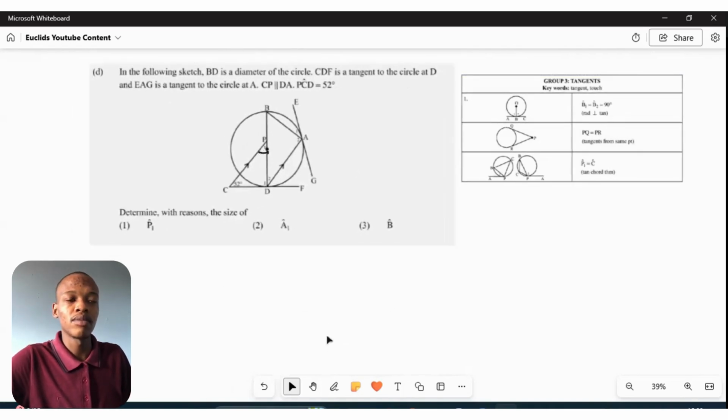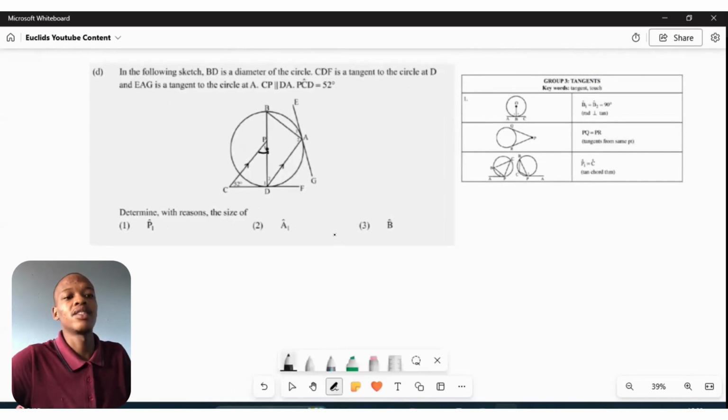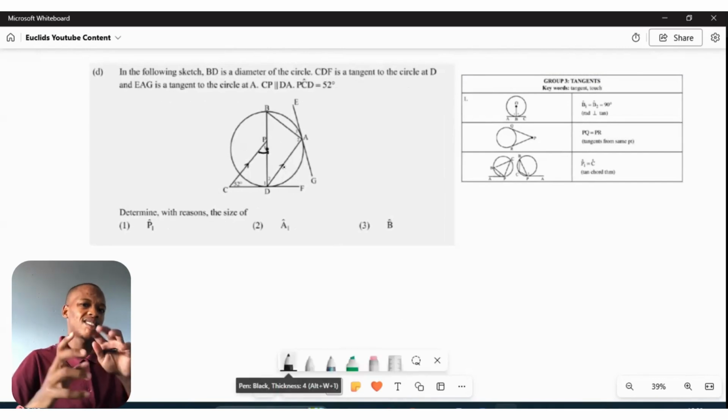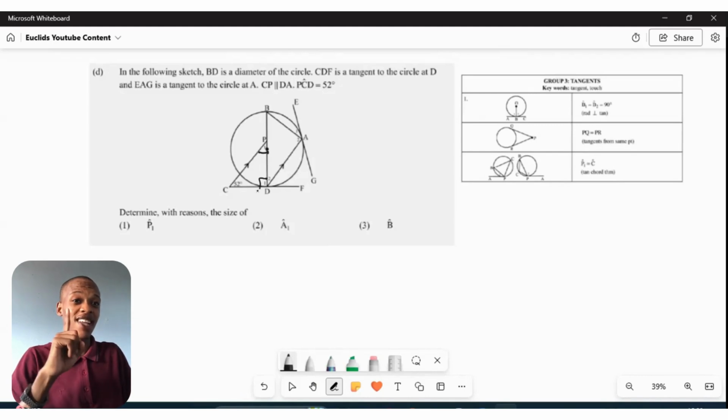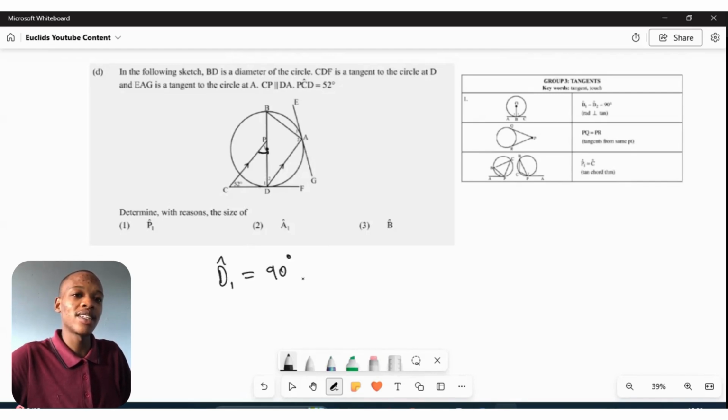What is P1? Is P1 angle at the center? Yes, it's at the center, but it's around the point actually. So how can we get P1? Oh, we can get P1. Remember, D1 is 90 degrees, but we have to say something that is going to make D1 equal to 90 degrees. Let's say it. D1 is equal to 90 degrees.